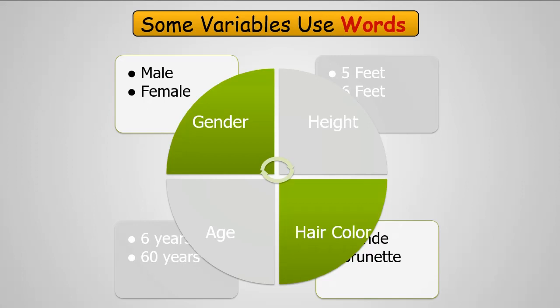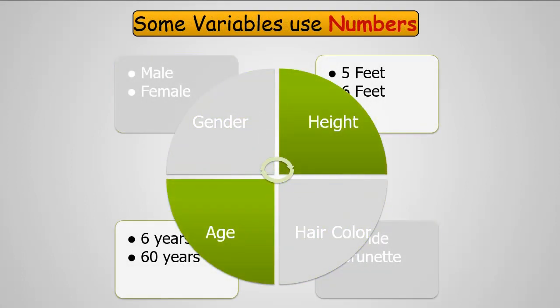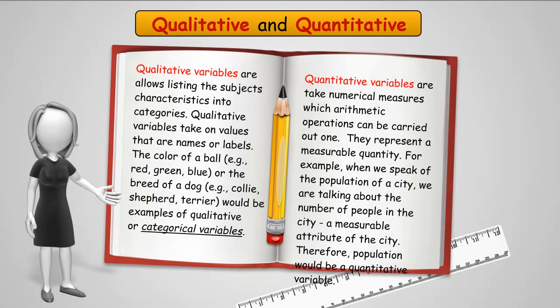Some variables are described with words or strings, character data, such as gender and hair color. But to be useful in statistics, the ones most valuable are the variables that are described as numbers, such as age and height. A qualitative variable, also called a categorical variable, describes the quality of something. For example, the color of a ball, the breed of a dog, character strings, if you will, that describe something. Quantitative variables take numeric values, or quantities, and are used to represent a quantity of something.